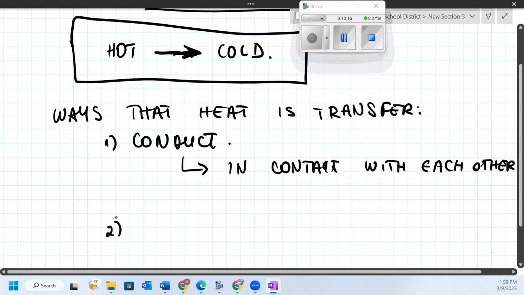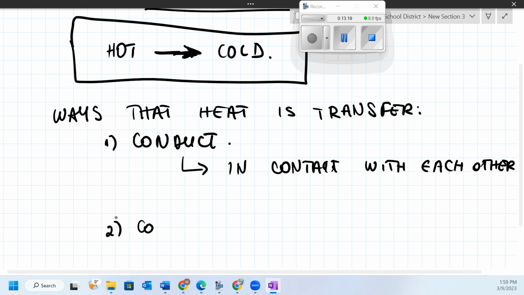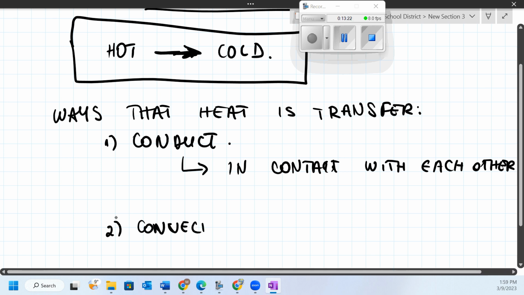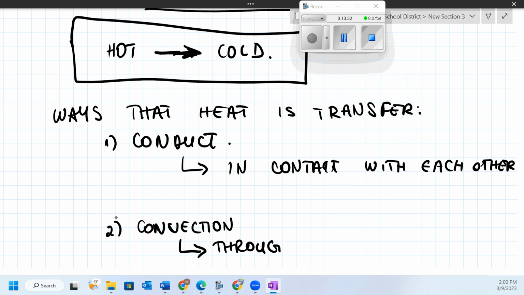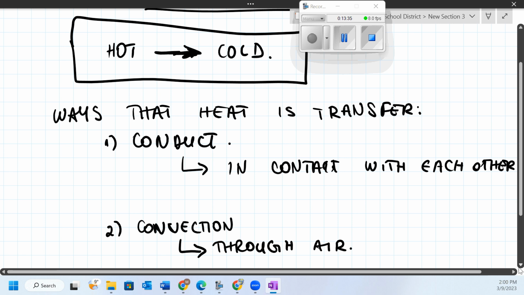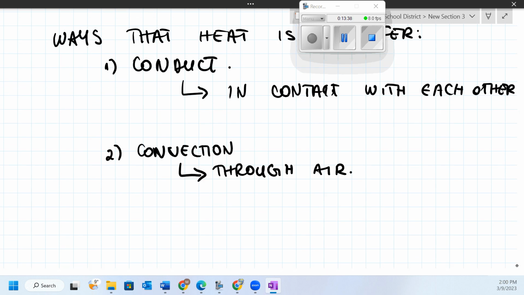The second one is convection. So what do we have during convection? Heat is transferred through air. Hot particles of the air are becoming more active. They are moving faster, therefore they are becoming less dense, which means that they are apart from each other. Density is a quantity that tells us how much mass we have per unit of volume.